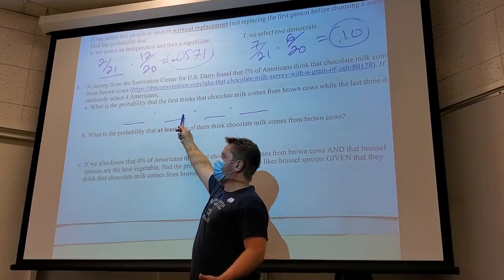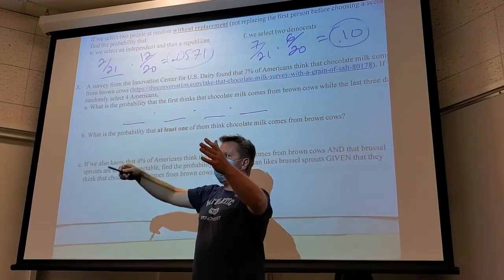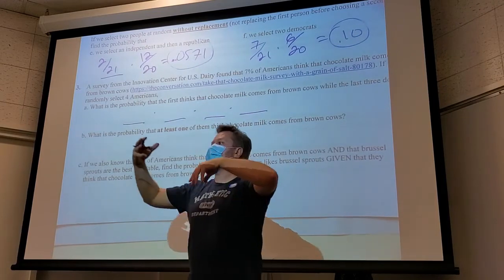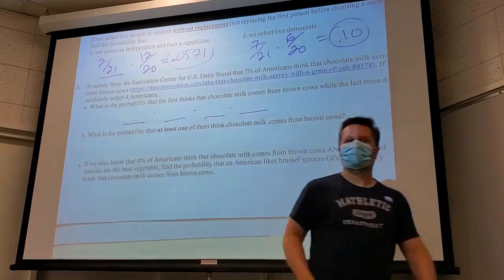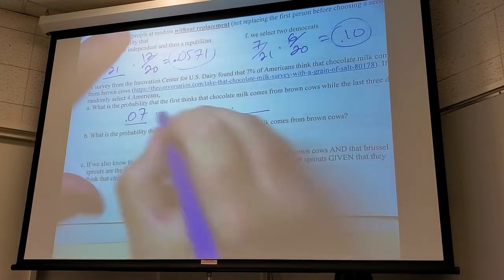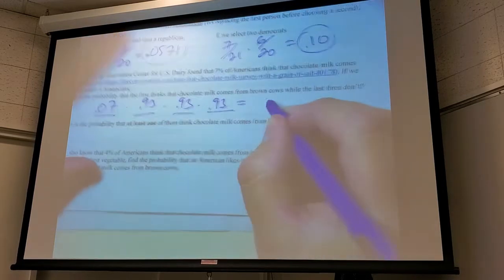And what's the probability that this person does not think that? 0.93. It's got to be the rest. If 7% do think that, 93% don't think that. So this would be 0.07, 0.93, 0.93, 0.93.